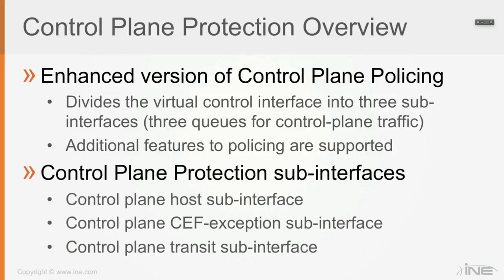Now we have 3 sub-interfaces. We have the control plane host sub-interface, and as the name states, it's going to give you exactly an idea about what it does. The control plane self-exception sub-interface, likewise, is self-explanatory, and the control plane transit sub-interface, likewise, is going to be self-explanatory.